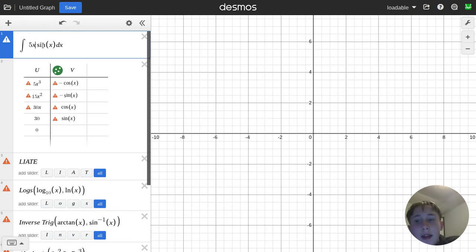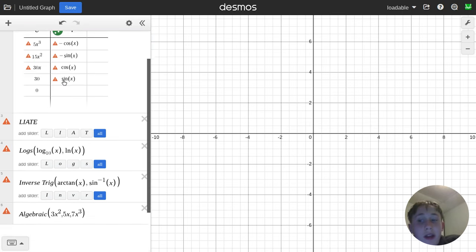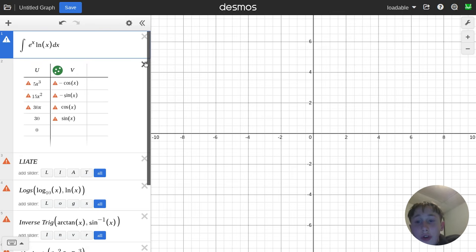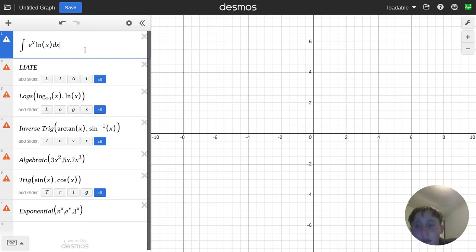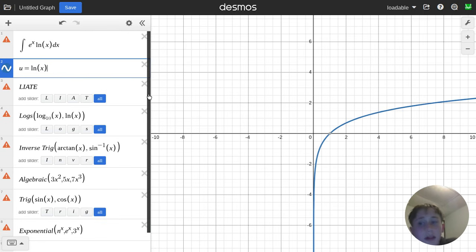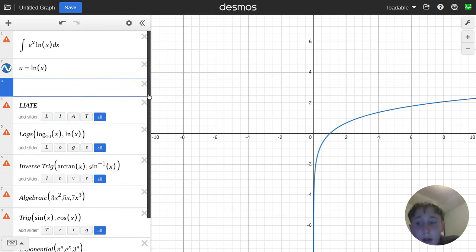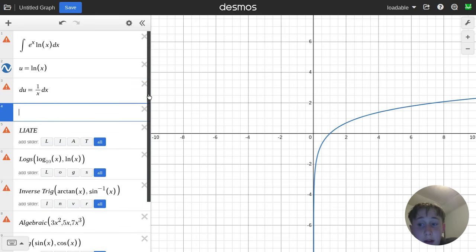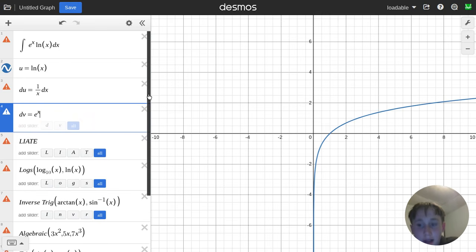Let's get rid of the sine x, so let's make it easy on ourselves. e to the x log natural x. e to the x is, of course, not going to be our u. Log is going to be our u. So u equals log natural x. du equals 1 over x dx. dv equals e to the x dx, sorry, my fault.